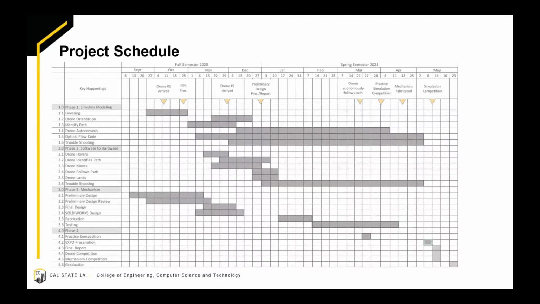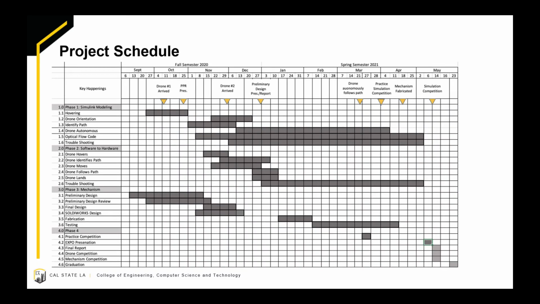This is our work breakdown structure for the project. It's been broken down into 4 phases. Phase 1 was the Simulink simulation modeling. Phase 2 was embedding the software into hardware. Phase 3 was developing a mechanism. Phase 4 was participating in the competition, the expo, the final report, and the graduation.